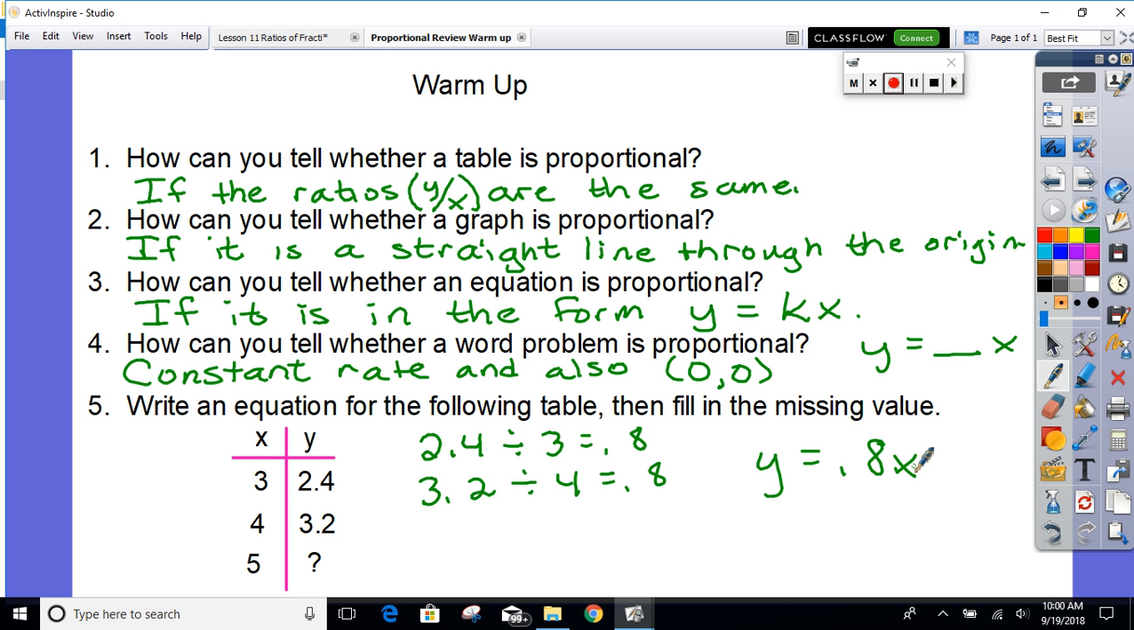So that's our equation. That equation means that if we multiply 0.8 times any x, we're going to get the right answer for y. And that is what Jenna did. She said she multiplied 5 times 0.8. So 5 is the x here. 5 times 0.8 and got what, Jenna? I got 4. So the missing value was 4.